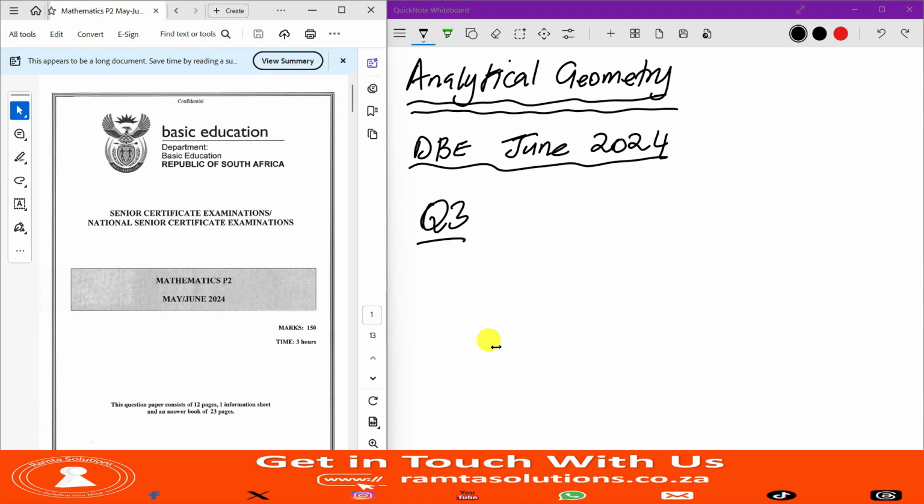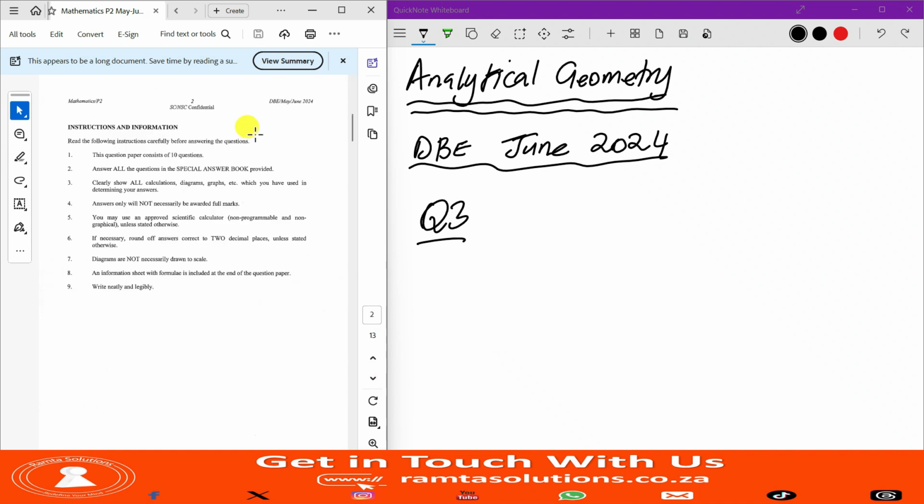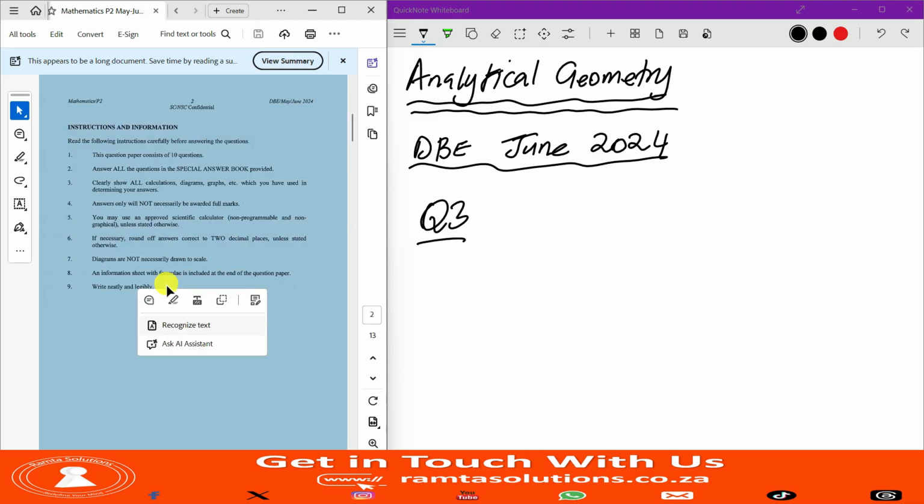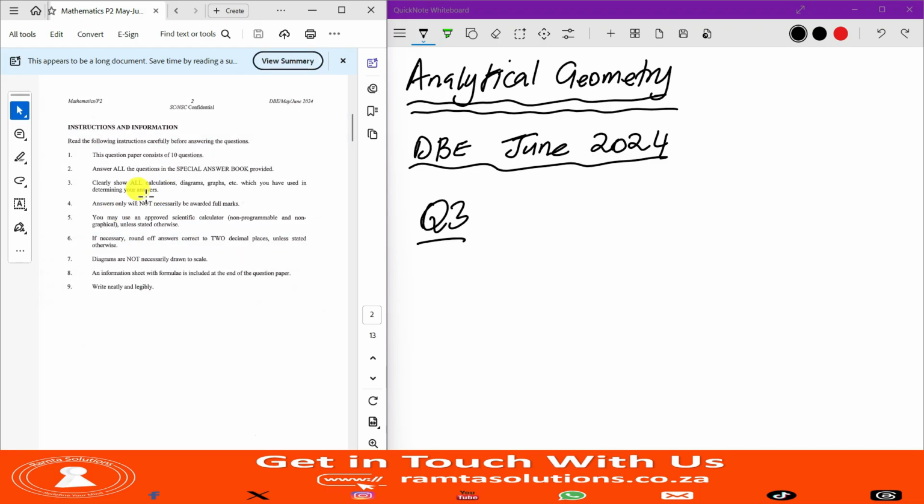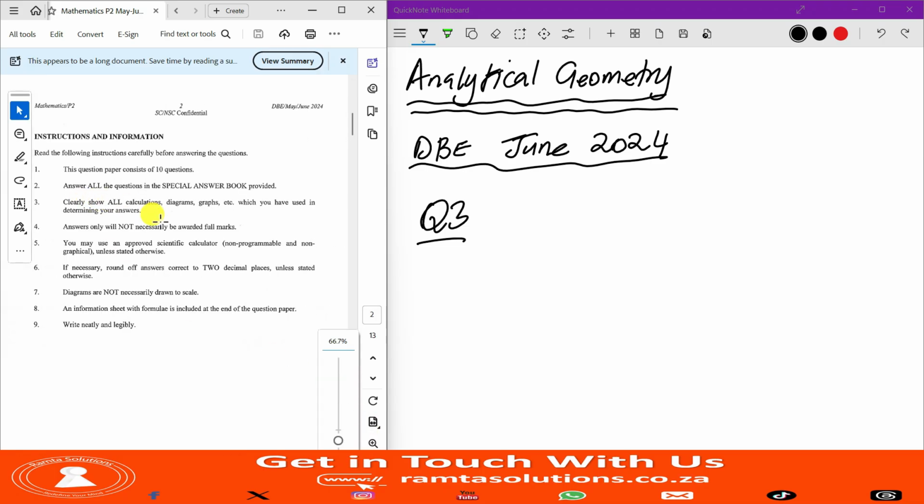Today our question paper is Department of Basic Education's Mathematics Paper 2 of June 2024. Because this is a past examination paper, it's important that we look at the instructions. I think by now you know that we like reading instructions, but I would like to remind you of one instruction that is very key. All of them are, but there's this instruction that says clearly show all calculations, diagrams, graphs, etc., which you have used in determining your answers.